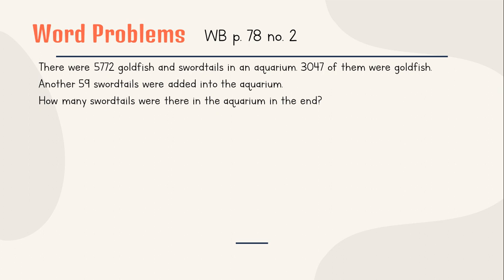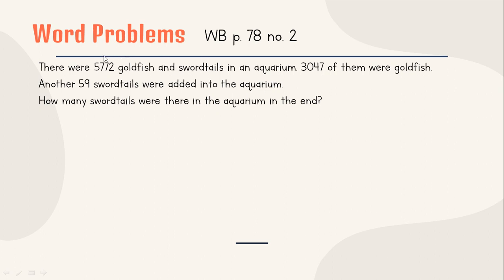There were 5,772 goldfish and swordtails in an aquarium. It means that these 5,772 are goldfish and swordtails together. It doesn't mean that this is only for goldfish or only for swordtails, but both of them are 5,772. Now go to the next. 3,047 of them means that 3,047 from this were goldfish. So much, right? And then another 59 swordtails were added into the aquarium.